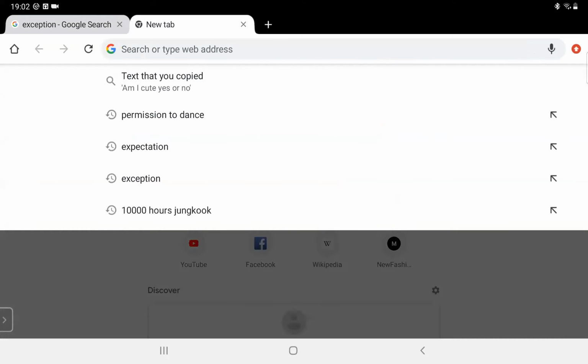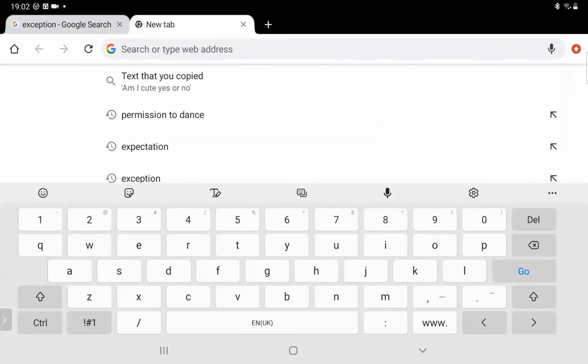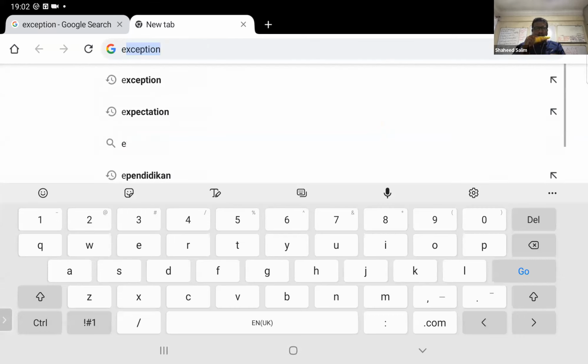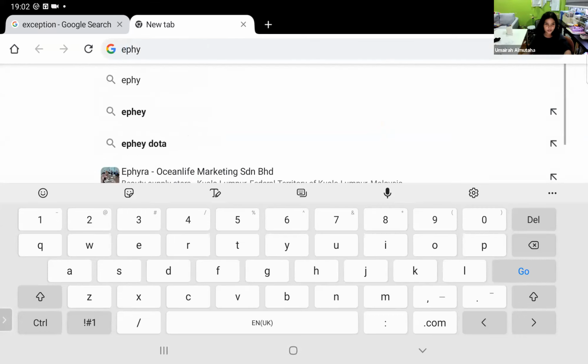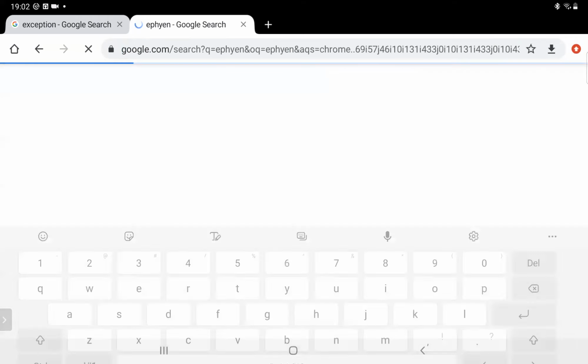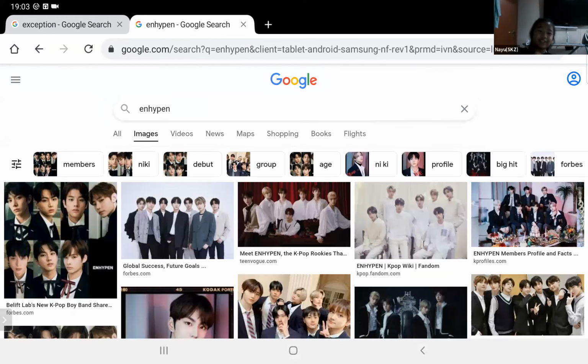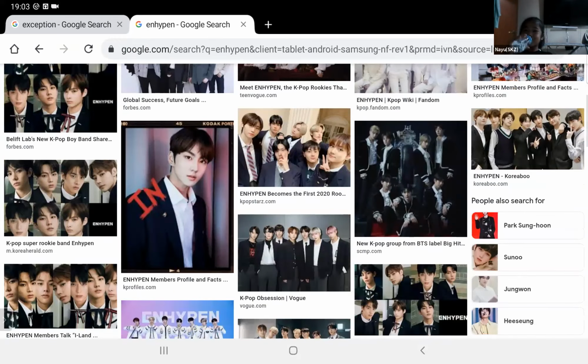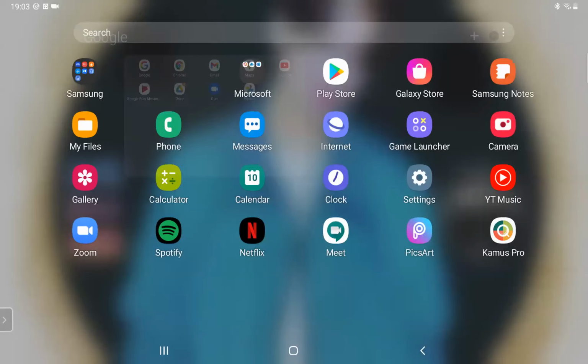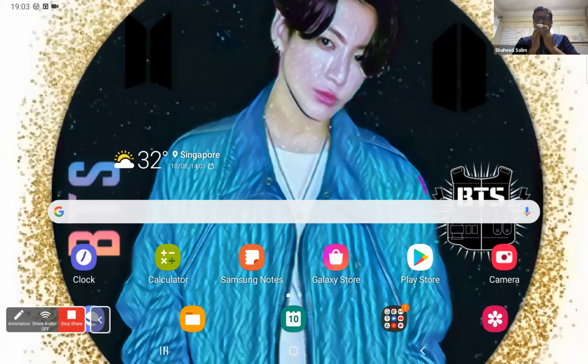Jungkook. Doing on phone one. Permission to dance. I don't like that song. Why did you guys search BTS? I don't know. You said you wanted to show us the biggest peanut. That's not a peanut. Okay lah, all right lah. I thought you said you wanted to show us the biggest thing in the world. All right then, we'll catch up again next week. Assalamualaikum. Bye.